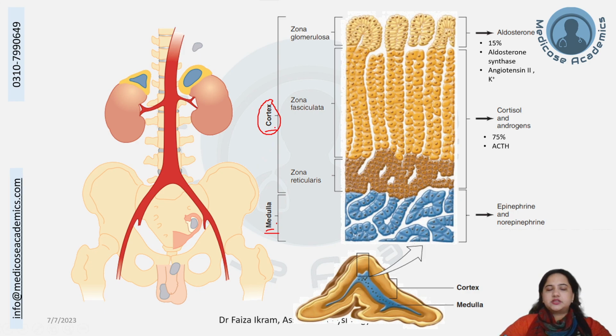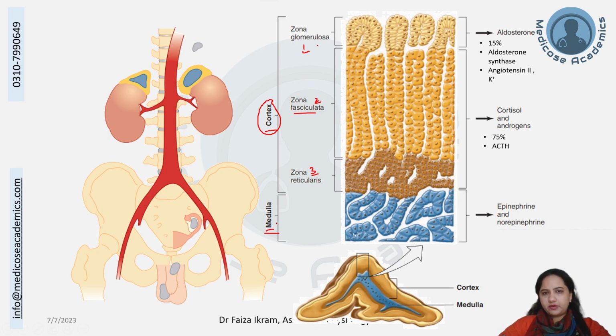Let's have a look at the layers of the adrenal cortex. From outer to inner side, there are three layers: zona glomerulosa, fasciculata, and reticularis. Also, you can see the changing histology, the size and shape of the cells, their staining characteristics, and the proportional width of these layers. The largest width is of the zona fasciculata.